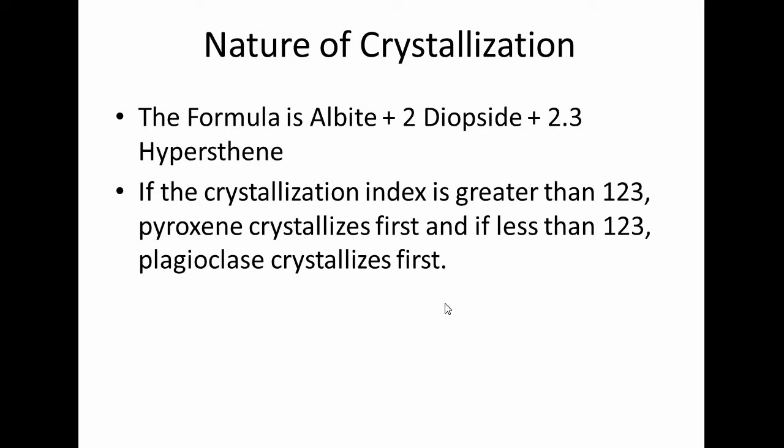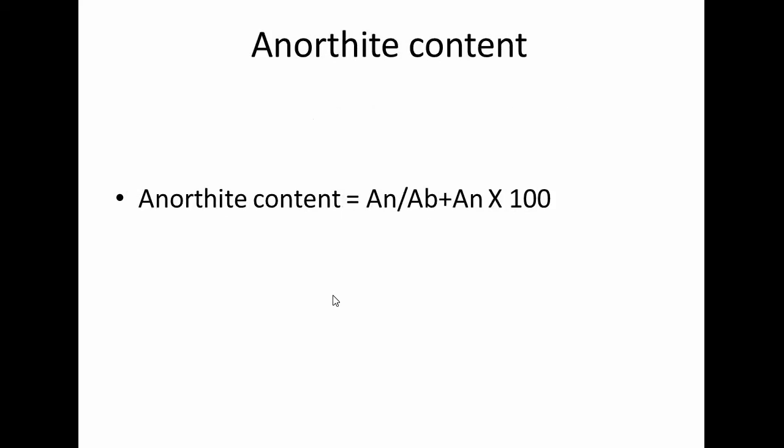And if the value is greater than 123, we can say that pyroxene crystallizes first. If it is less than 123, plagioclase crystallizes first. And if the value is exactly 123, the plagioclase and pyroxene crystallize simultaneously.